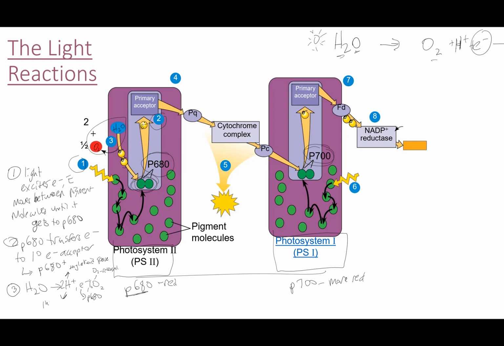Okay, so at the end of this photosystem 2 reaction, we've released the oxygen. We've got some hydrogen ions moving into the thylakoid space. What are we going to create with a bunch of hydrogen ions?